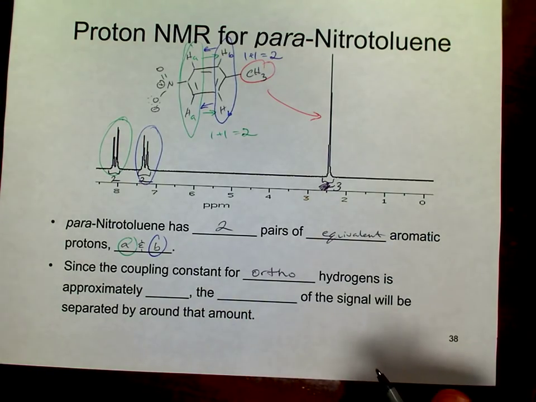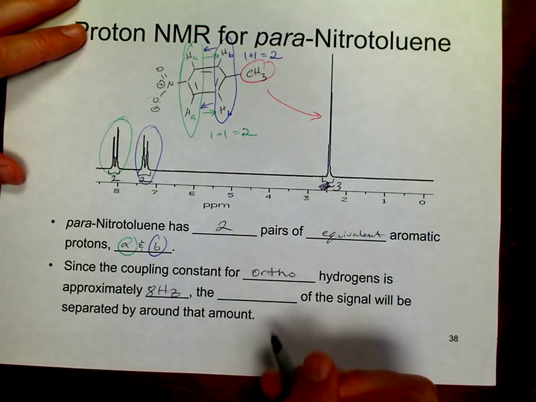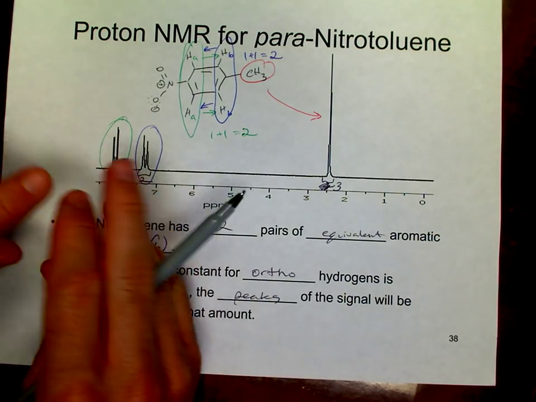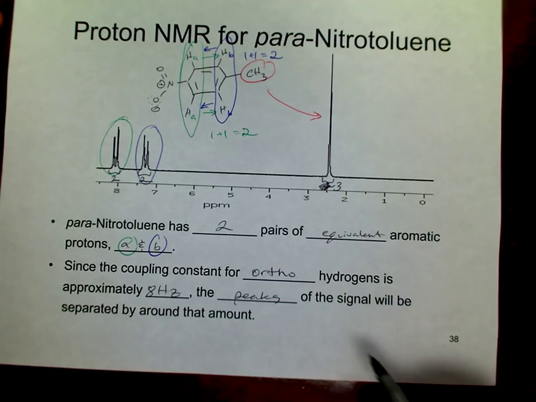ortho hydrogens is approximately 8 hertz. These 2 peaks are separated, kind of pulled away from each other by about 8 hertz.